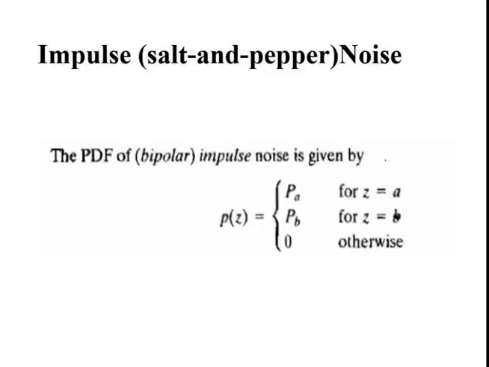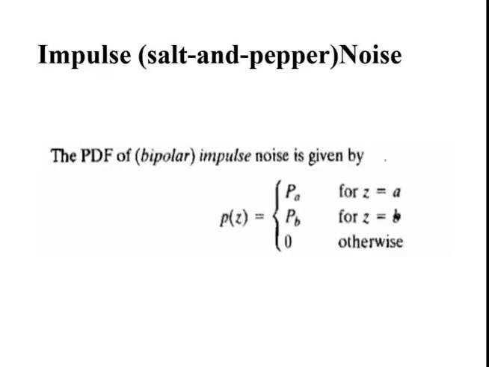Next type is impulse salt and pepper noise. The PDF of the bipolar impulse noise is given by the formula P of z is equal to Pa for z is equal to a, P of z is equal to Pb for z is equal to b, and P of z is equal to 0 otherwise. If b is greater than a, intensity b will appear as a light dot in the image. Conversely, level a will appear like a dark dot.